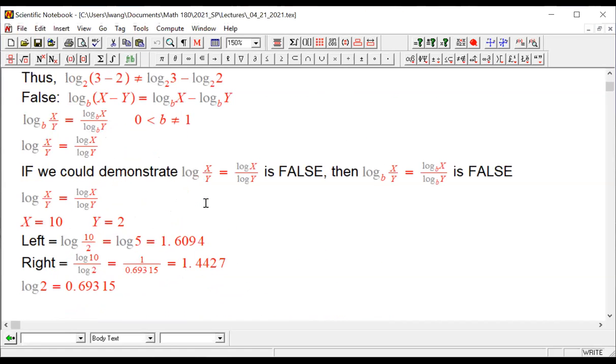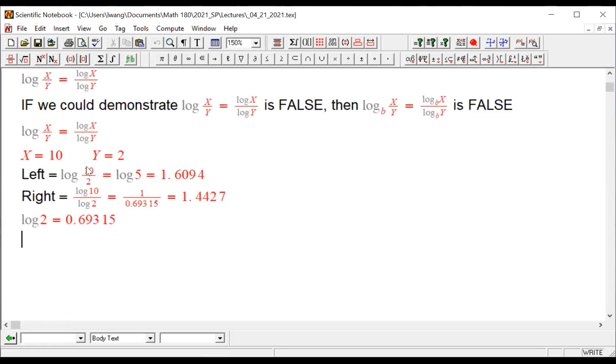It's not necessary that you do it that way, but in this particular case, you just have to fish out one example. So I would have chosen x equals 1,000, and y equals 100. You know what I mean? These operations will be so much easier to handle. So the left-hand side is log of 1,000 divided by 100, and that's log 10. Log 10 is 1.